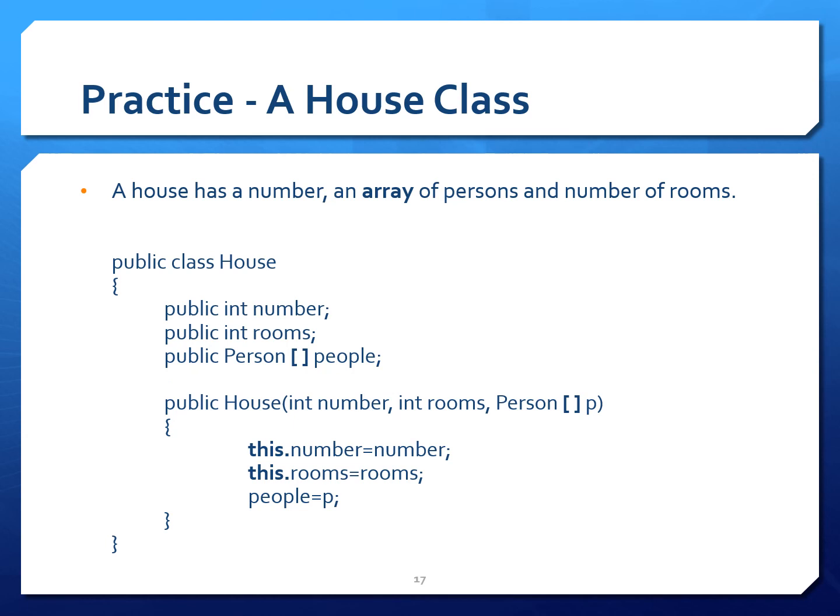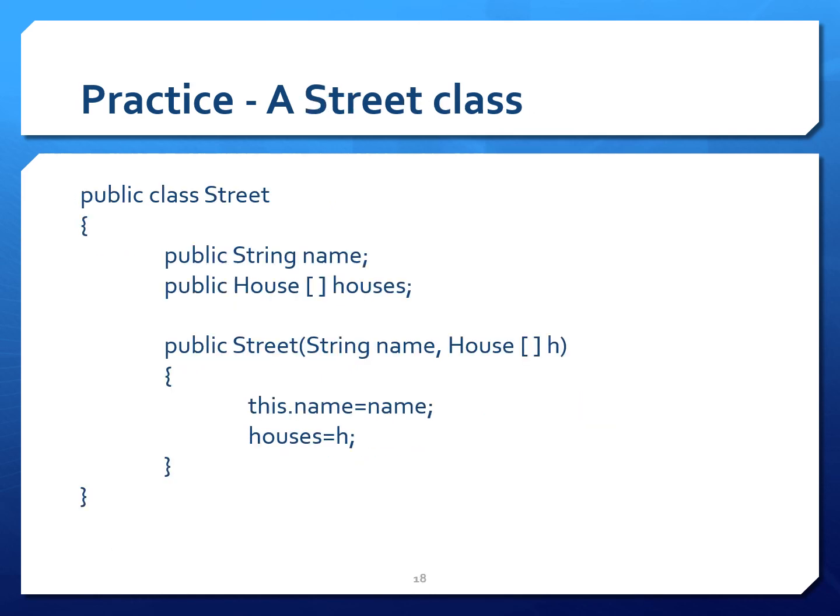Next we will code a House class using the Person class that we have implemented previously. Pause the video and code this example. Next we will code a Street class using the House class that we have implemented previously. Pause the video and code this example.